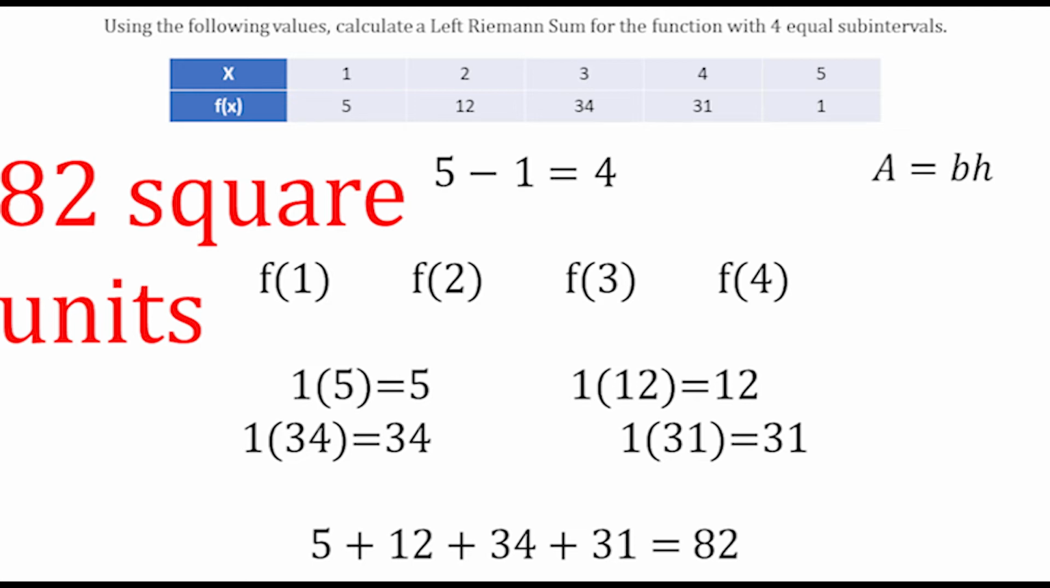the heights dictated by the left values, f of 1, f of 2, f of 3, and f of 4. The areas of each are 5, 12, 34, and 31. Added together, we get 82. By taking from different areas on the curve, the area will change as the areas of the subintervals change based on which height was used.